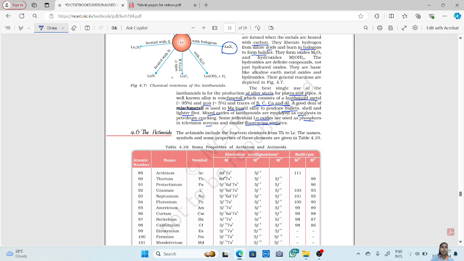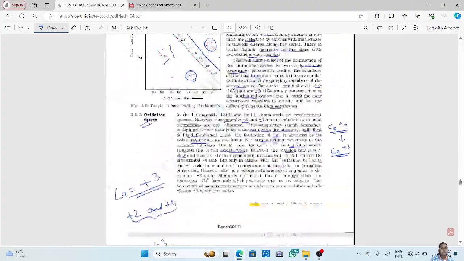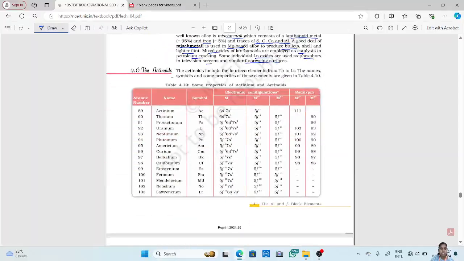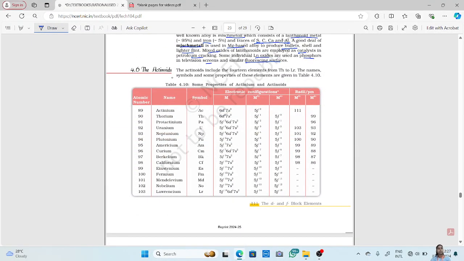So in today's video, we have seen the lanthanides, their properties, characteristics, and oxidation states. In our next video, we will see the actinides.